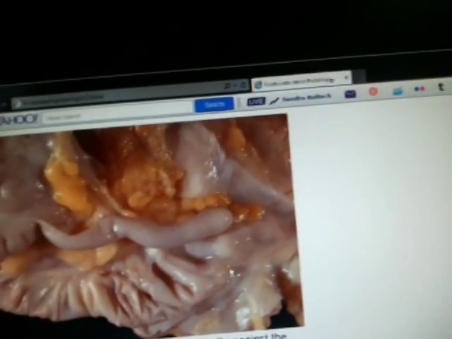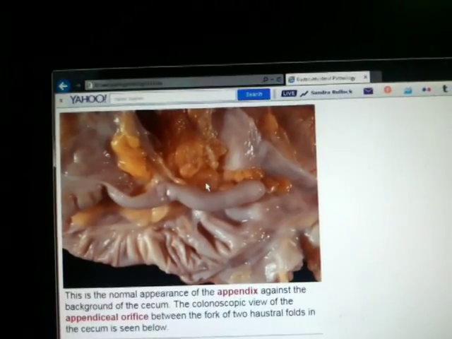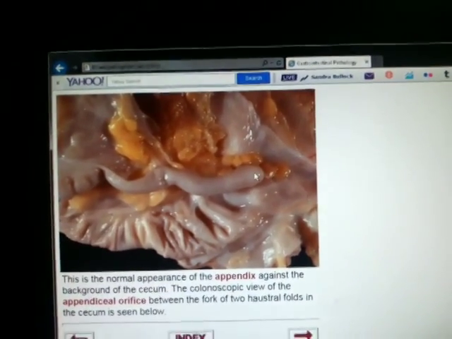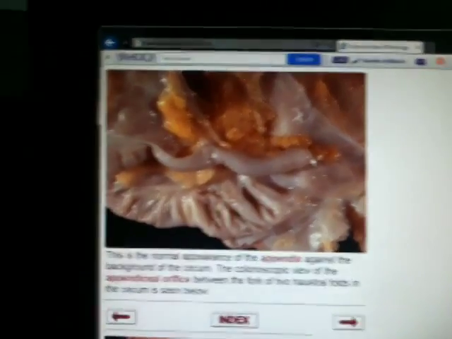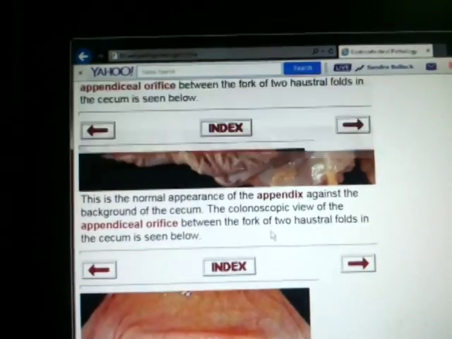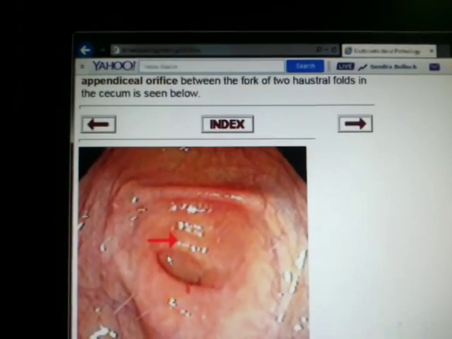Okay, this is the normal appearance of the appendix. You just have to remember the normal appearance of the appendix. It has a white color and a smooth, glistening outer surface. And through endoscopy you can also identify the appendiceal orifice.